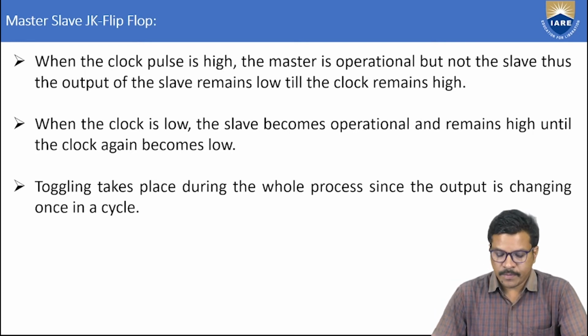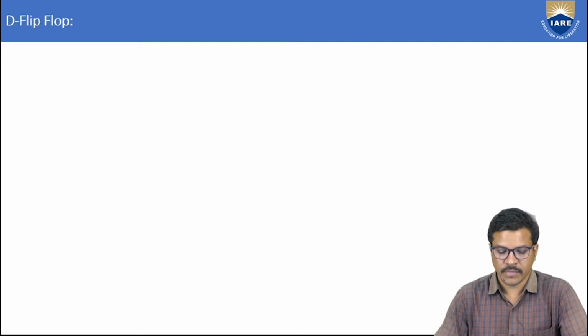The toggling takes place during the whole process, since the output changes once in a cycle. Next, move to the D flip-flop. What is a D flip-flop? It is nothing but a delay flip-flop, and how did it come into the picture?